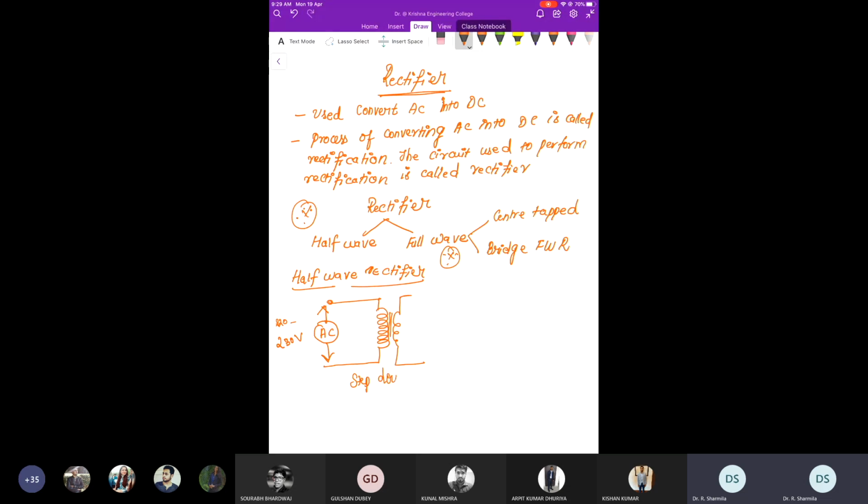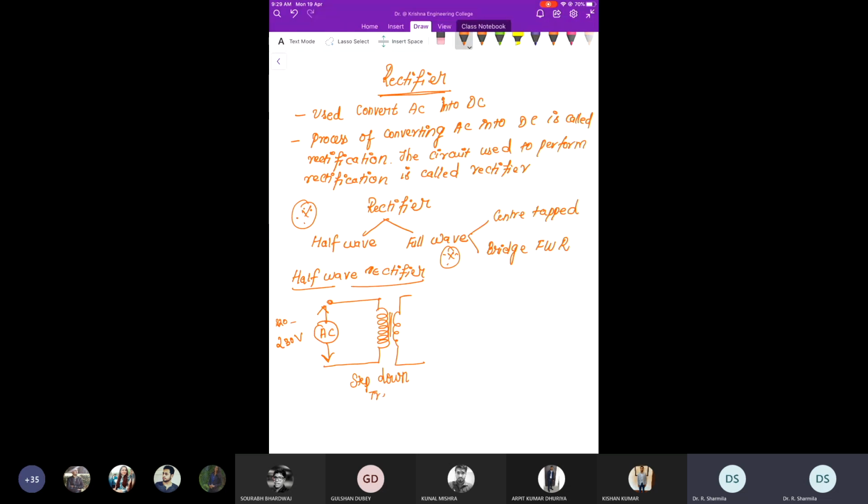Generally there are two types of transformer. One is step up, another one is step down. Step down means it will decrease the voltage level. For the transformer, I am going to apply the 230 volt, and this step down transformer is designed to provide only 6 volt. Please listen carefully.